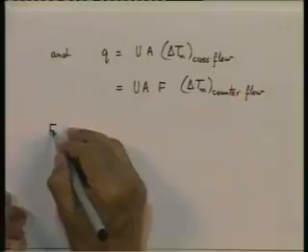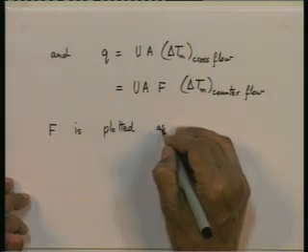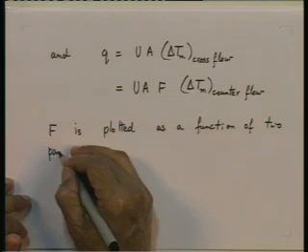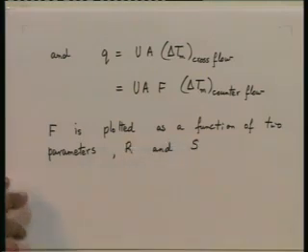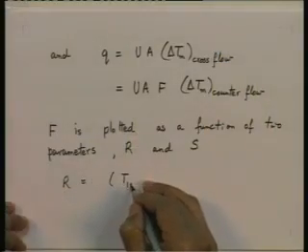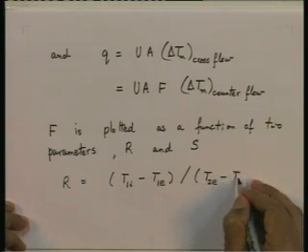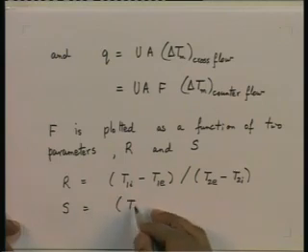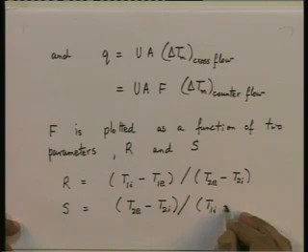Based on the numerical integrations, f is plotted as a function of 2 parameters, R and S, dimensionless parameters R and S. R is defined as, let me put down the definitions, R is equal to T1I minus T1E divided by T2E minus T2I, and I will tell you in a moment what the subscripts 1 and 2 are, and S is equal to T2E minus T2I divided by T1I minus T2I.